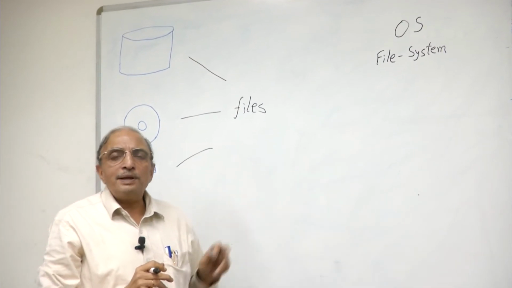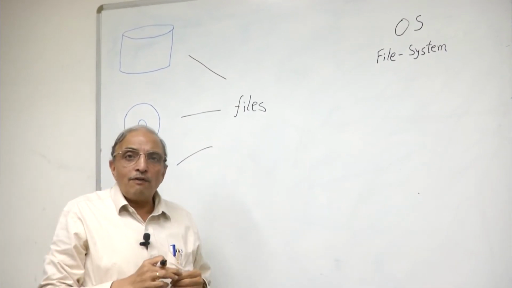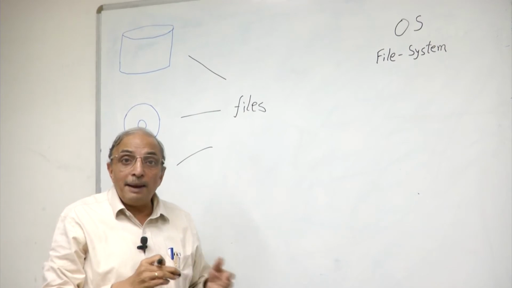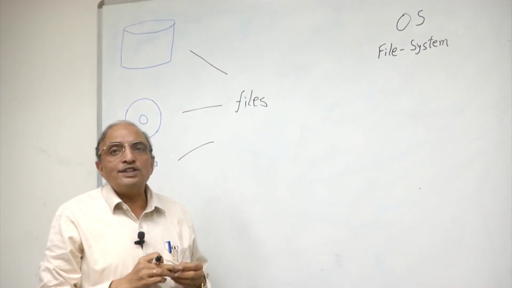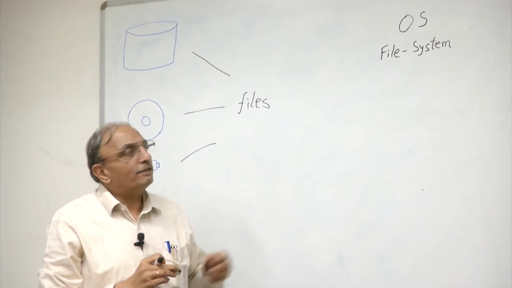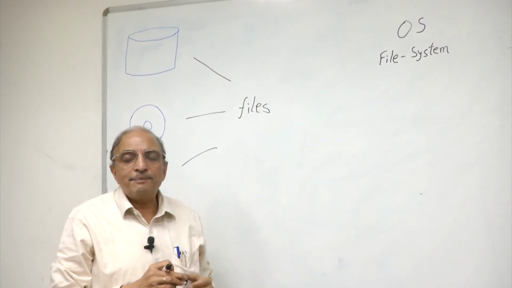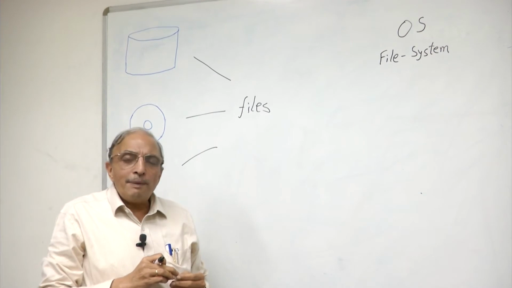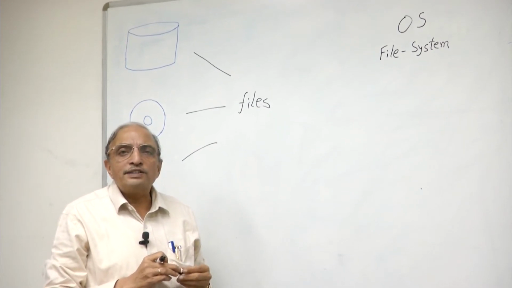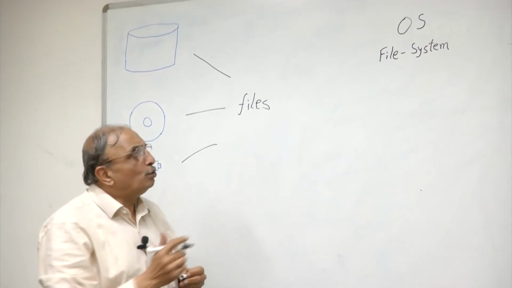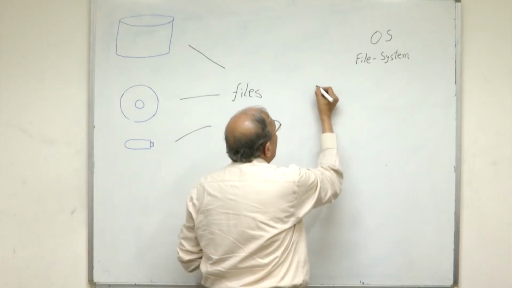The operating system has a convention of how the files should be named, what should be their properties, and how they are to be organized on external devices. All of this is handled by the file system. You are all familiar with the basic organization of files on external devices. For example, you know that each file has a name.